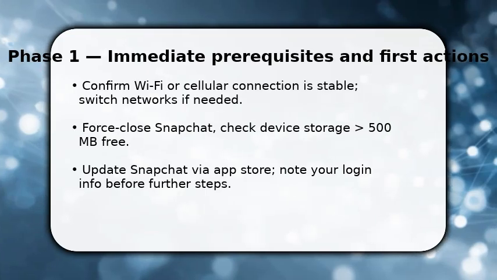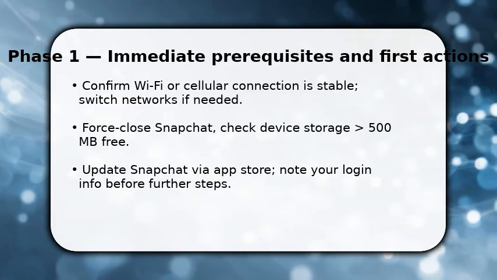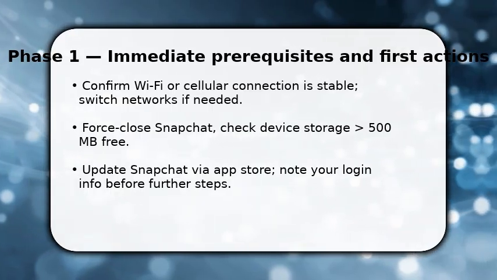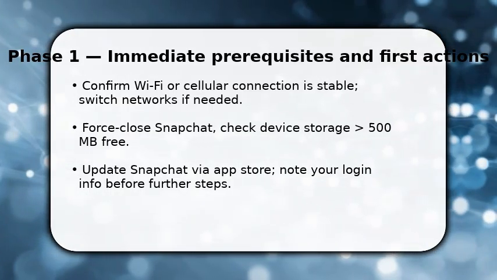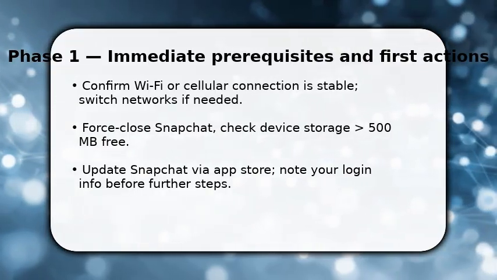Enjoy the video. You begin by confirming your network and freeing space, because connectivity and storage often cause C04a. First, toggle Wi-Fi or cellular and try a different network. Once done, force close Snapchat. Make sure you have at least 500 MB free.